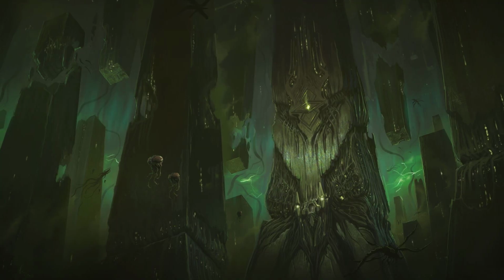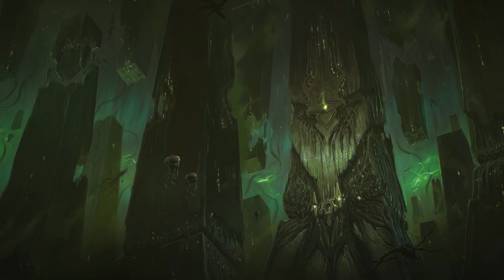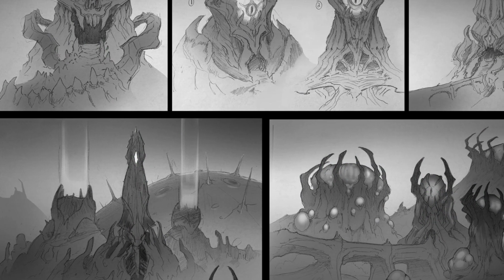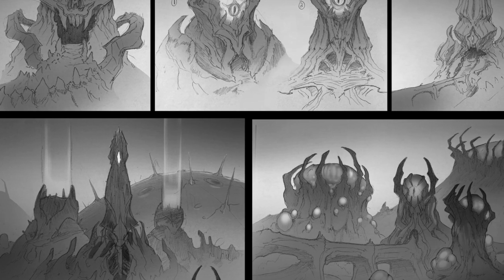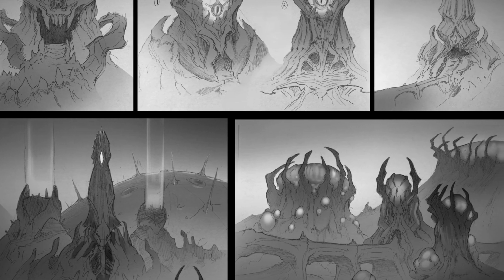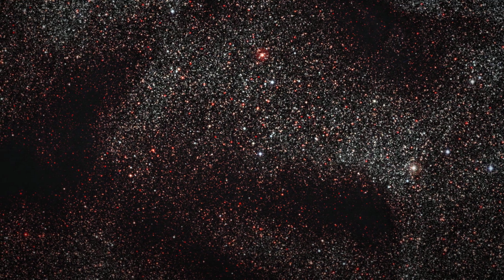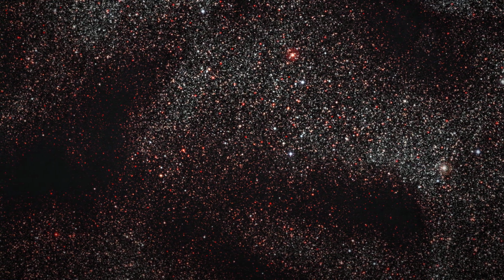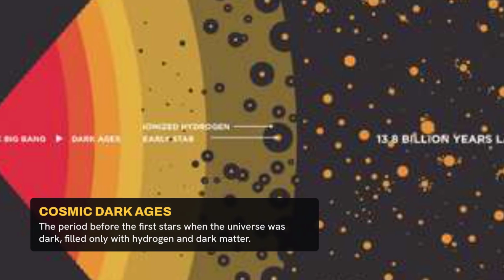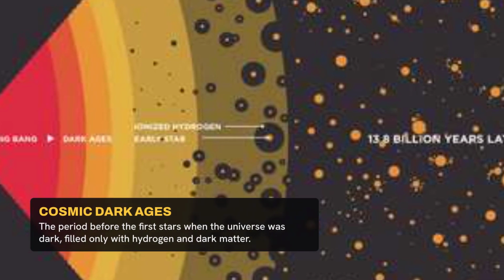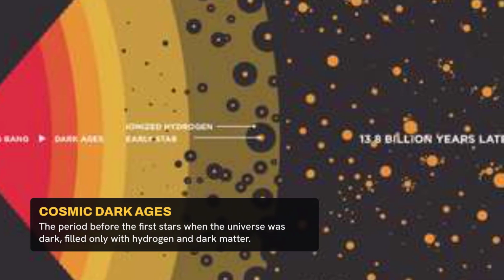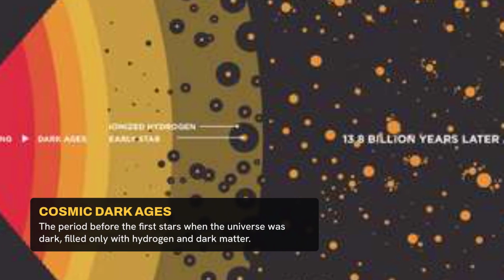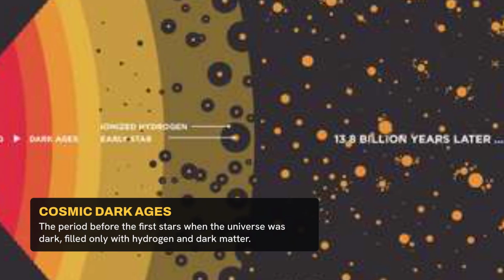To understand why this discovery matters, you need to understand what the universe looked like before it. For the first few 100 million years after the Big Bang, the universe was dark. Not dark the way a room is dark when you turn off the lights. Dark in an absolute total sense. There were no stars. There were no galaxies. There was no light source of any kind anywhere in the observable universe. Physicists call this period the cosmic dark ages.